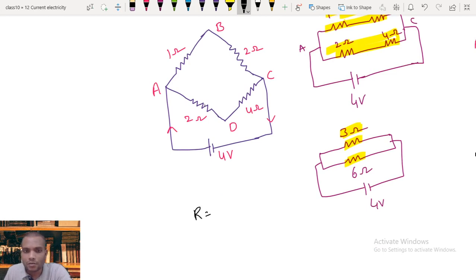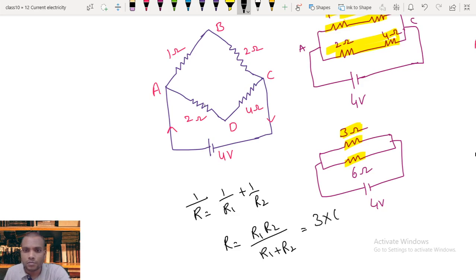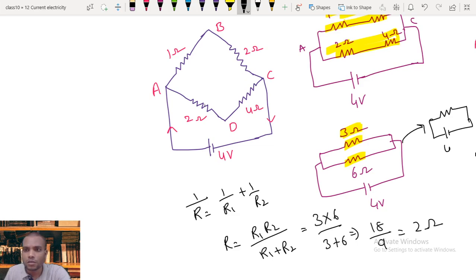Now find the resultant resistance. Resultant resistance R is given by 1 upon R equal to 1 upon R1 plus 1 upon R2, or you can write R equal to R1 R2 upon R1 plus R2. By using this formula, it is equal to 3 times 6 upon 3 plus 6, which equals 18 upon 9, which gives me 2 ohms. So finally this entire circuit is changed into a simple circuit of a 2 ohm resistor along with a 4 volt supply.